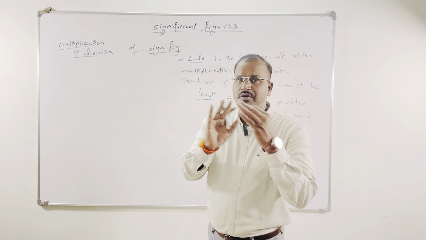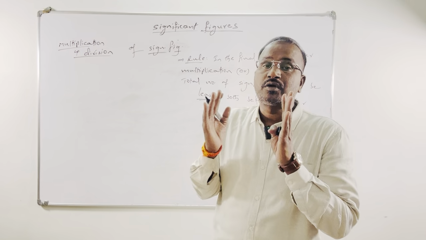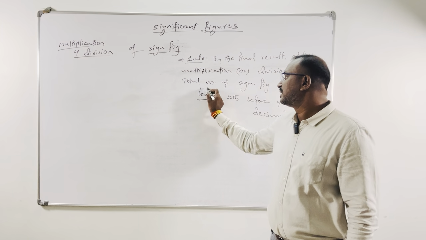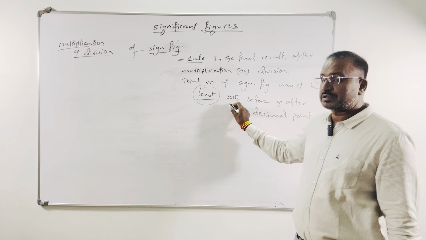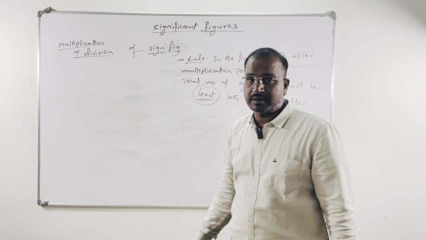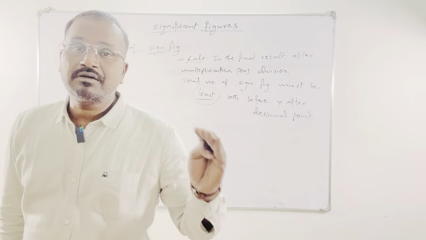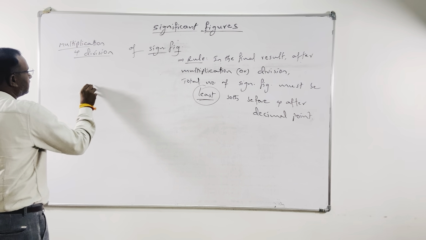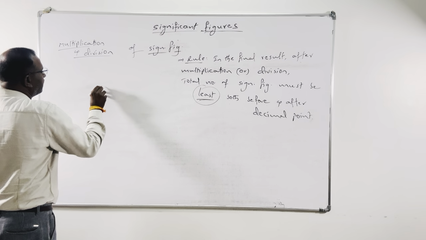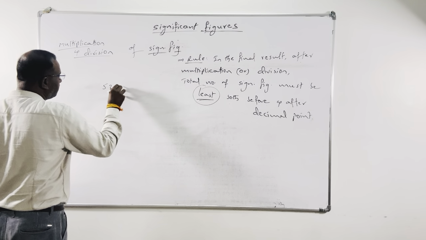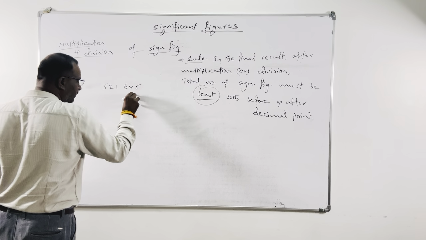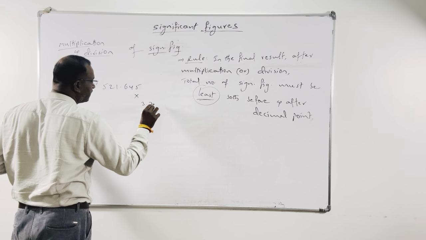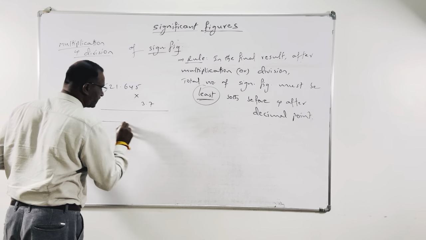So the total number of significant figures should be least in number, both digits before and after the decimal point. Let us see one example. 521.645 into 3.7 is the multiplication.